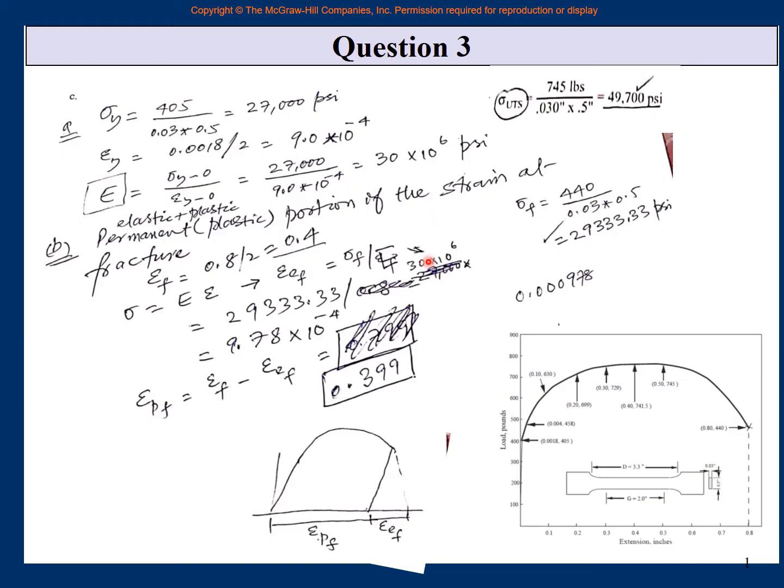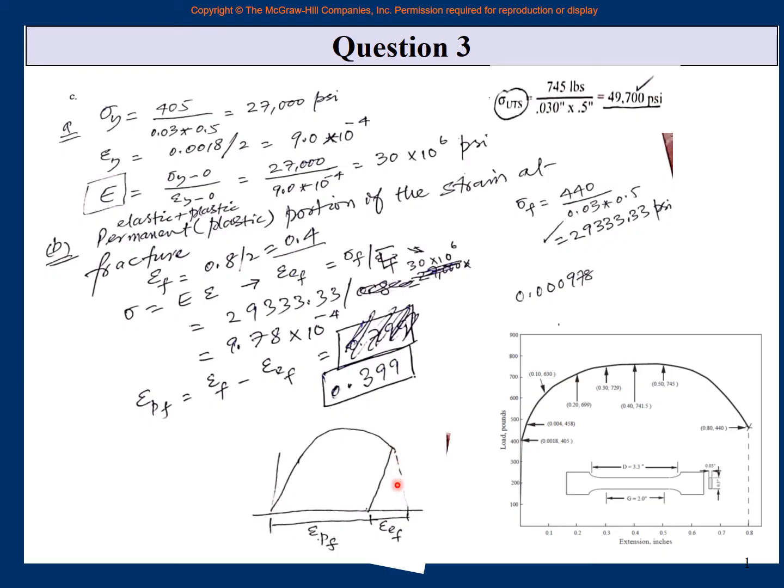30 into 10 raised to 6. So divide this by 30 into 10 raised to 6. You get the elastic part of the strain at fracture. Elastic part as 9.78 into 10 raised to minus 4. Do you understand? Right? This is this portion.